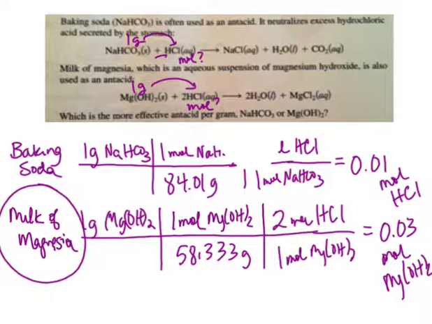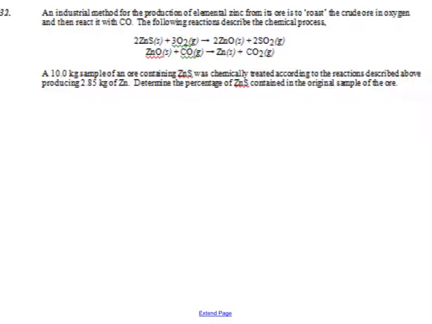Last problem is a last real life problem. Before I change the slide, anyone have questions? Okay. This is kind of cool. An industrial method for the production of elemental zinc from its ore is to roast the ore and then throw some carbon monoxide gas on top of it to isolate the zinc.